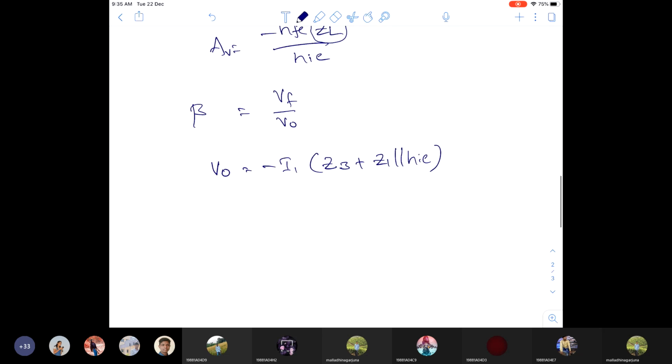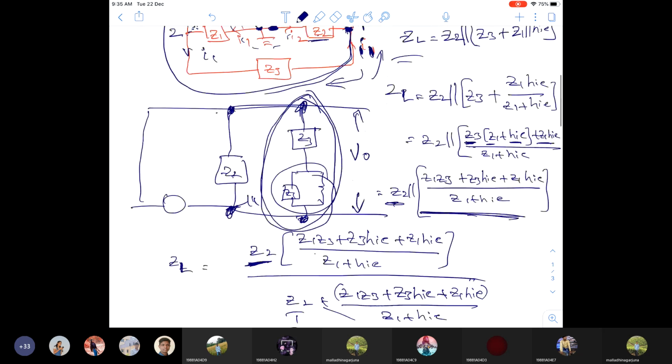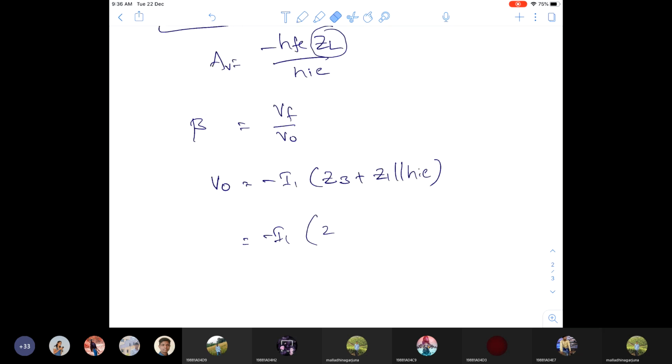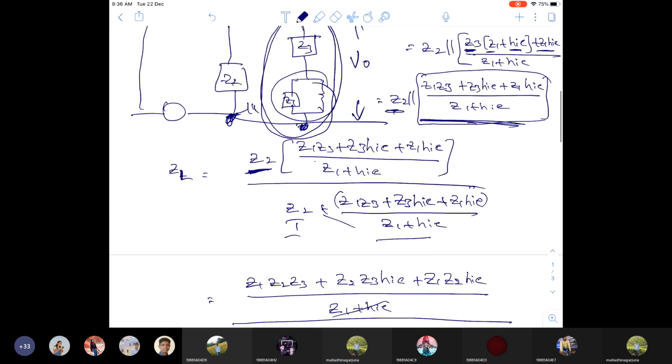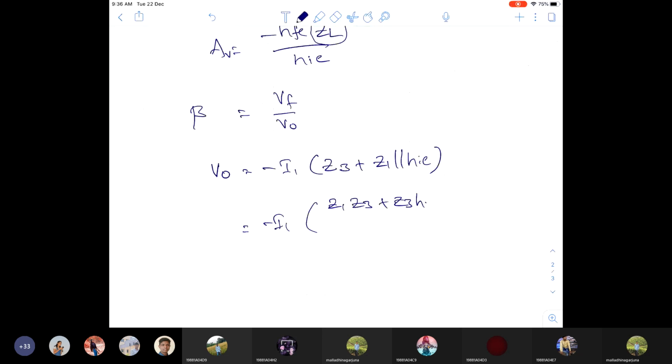So now, simple way. Minus I1 into, so this portion already calculated, no? Z3 plus, that is, this portion. So you directly can write it. So Z1 Z3 plus, you already calculated, right? Z3 HIE plus Z1 HI divided by Z1 plus HI. Okay, this is output voltage. Okay, this is done. Now coming to the VF.